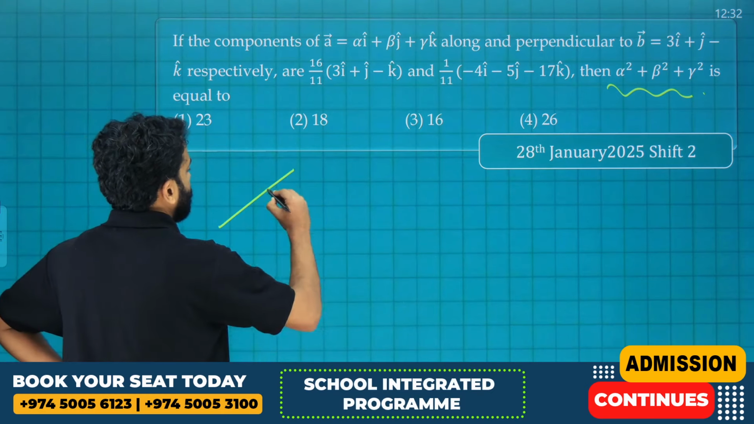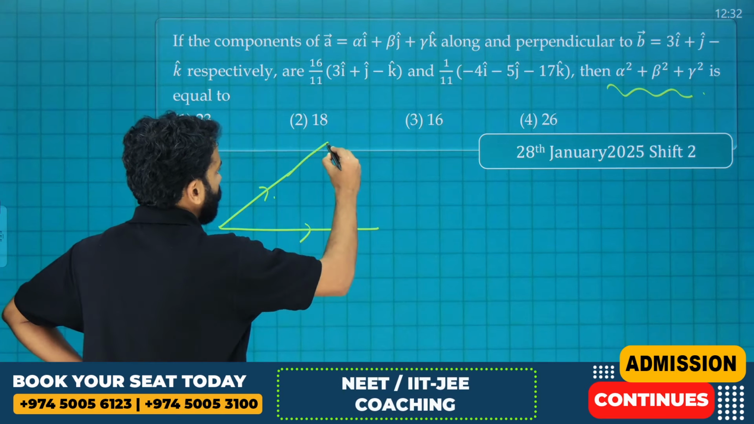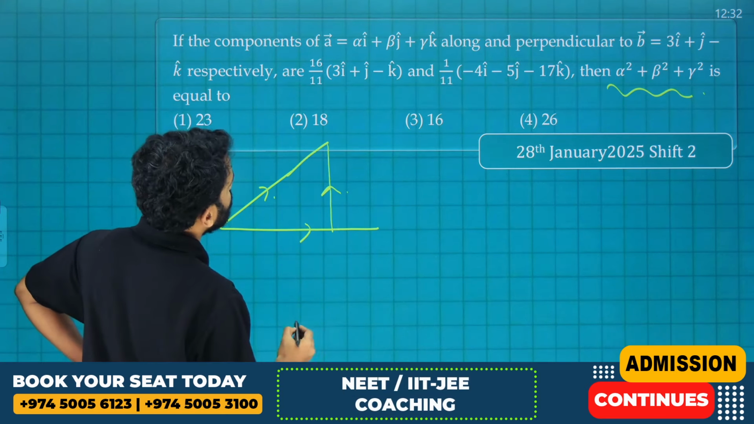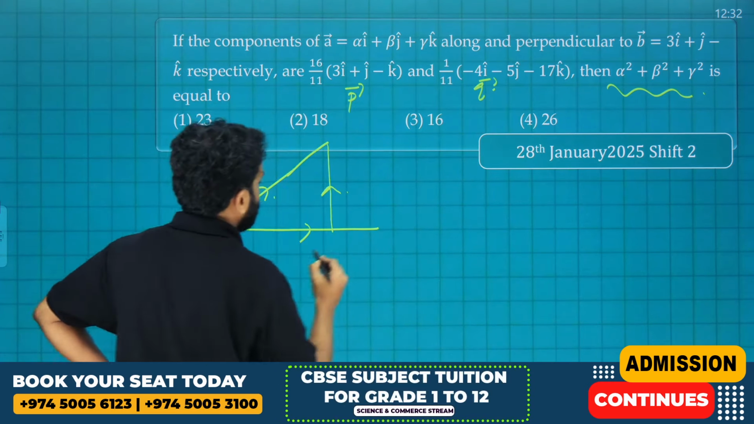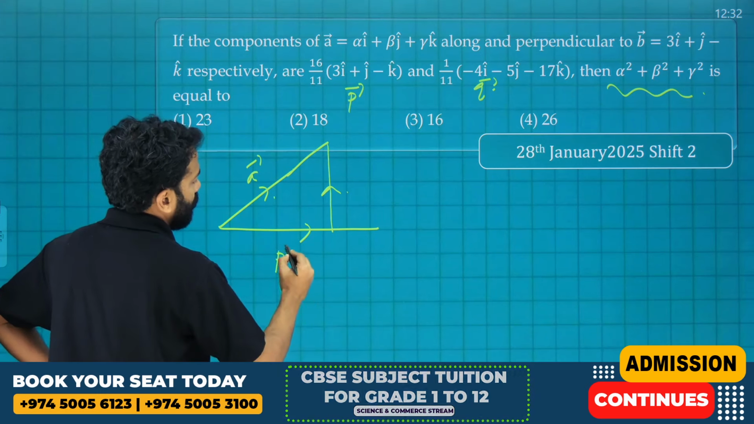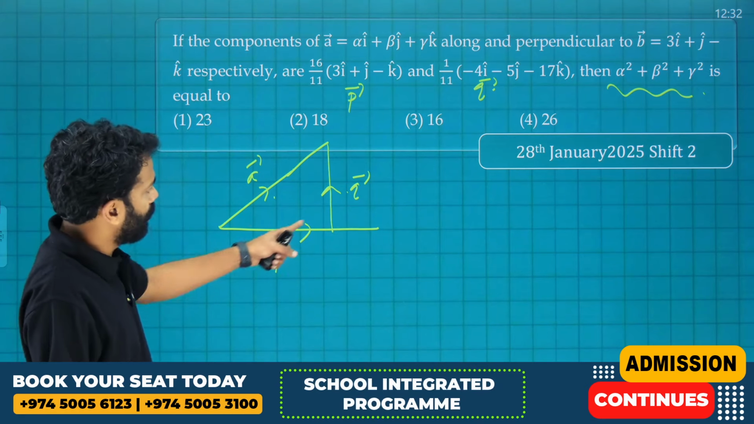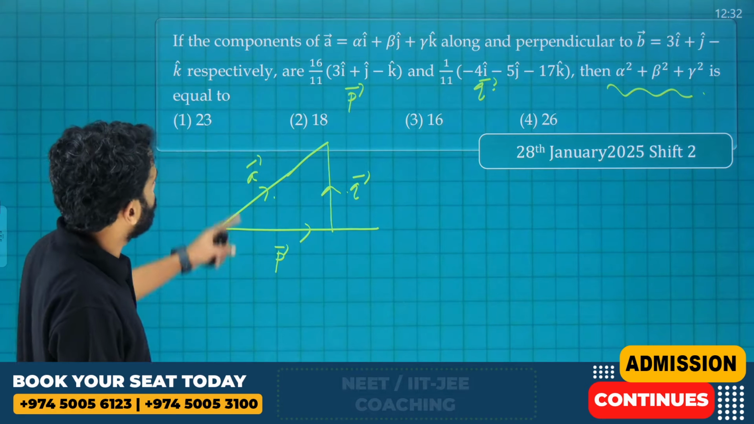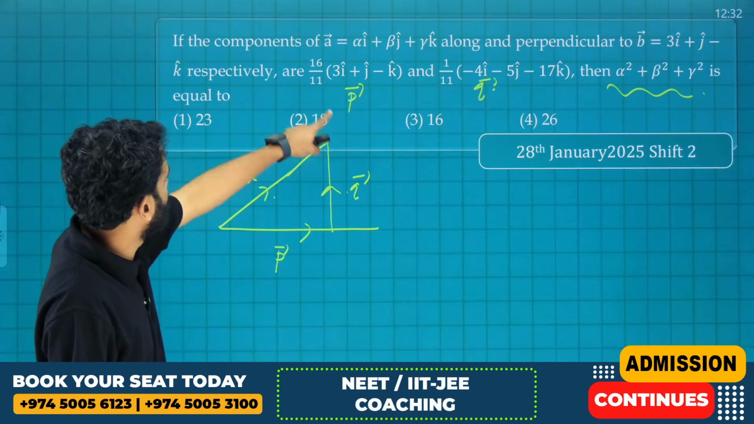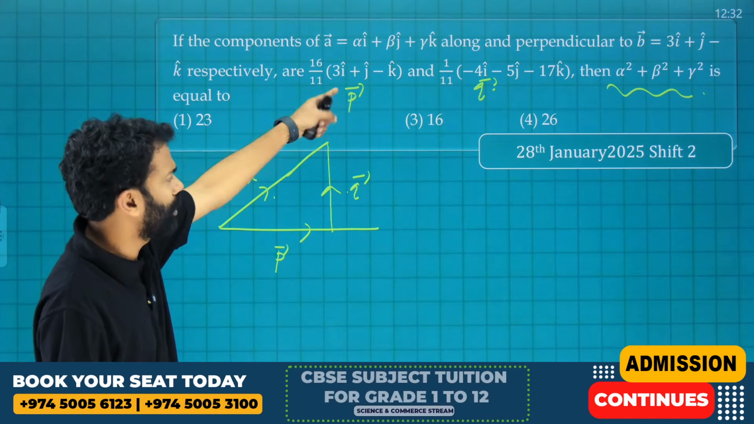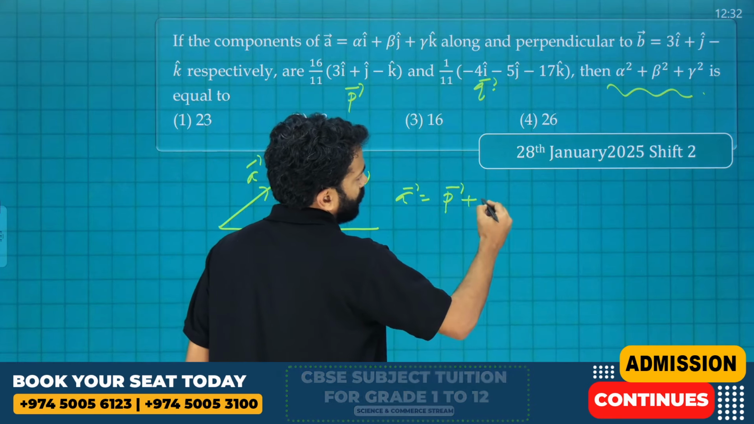Okay, that's all. So, yeah, let's formulate it. Let's take this as vector A, and it's along and perpendicular to vector B. Okay, it will be like this. This I am taking as vector P, this I am taking as vector Q. So this is vector A, this is vector P and this is vector Q. So I just add using the triangular law of vector addition, and you will get the answer. The components of vector A along and perpendicular to vector B are 16 by 11 into 3i plus j minus k. Okay, let's just add it. That is, vector A is equal to vector P plus vector Q.